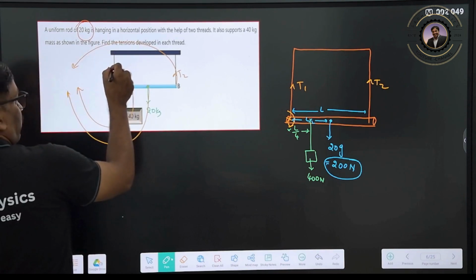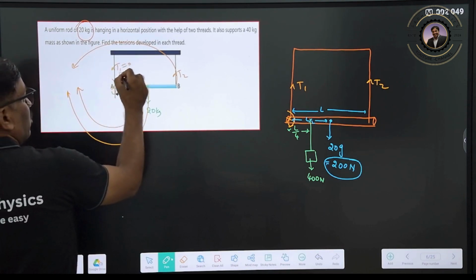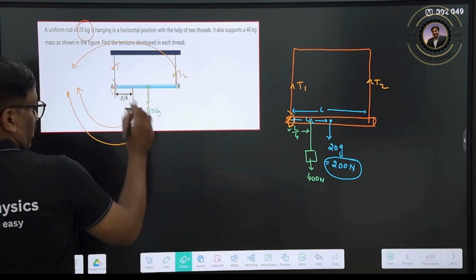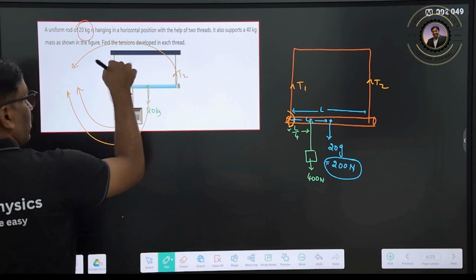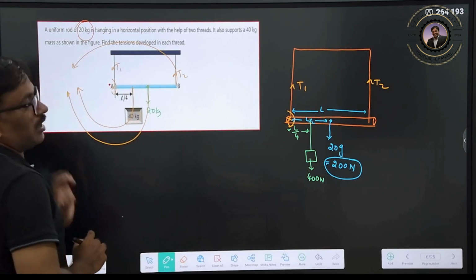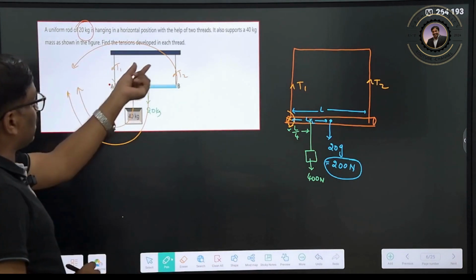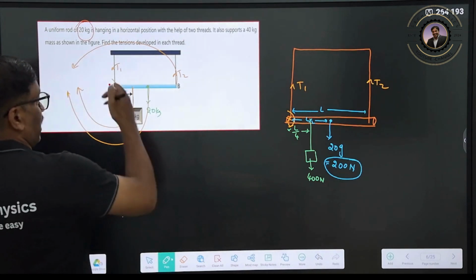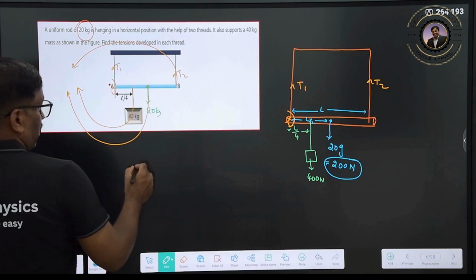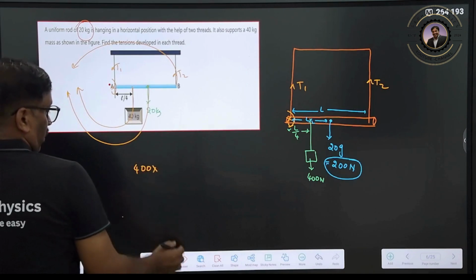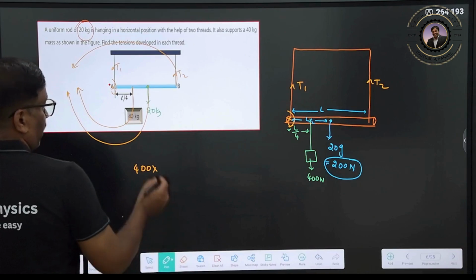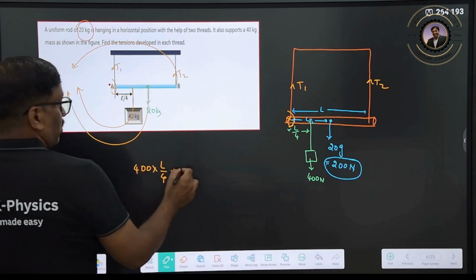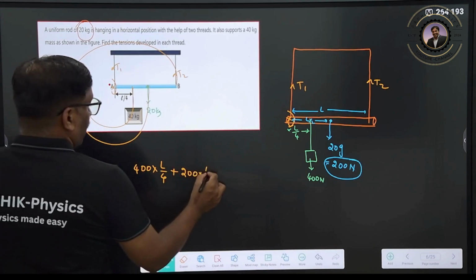So torque due to T1 is 0, because it is acting at this point. If you are able to write the total torque equation, it is very simple. Let us write this down now. This is 40 kg, means 400, into the perpendicular distance. What is the perpendicular distance? L by 4, plus this 20 kg, also 200 into L by 2. Why?